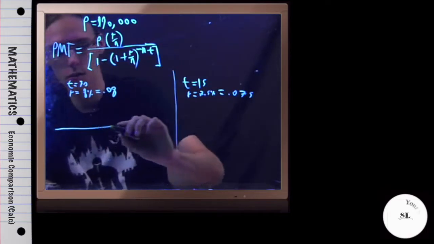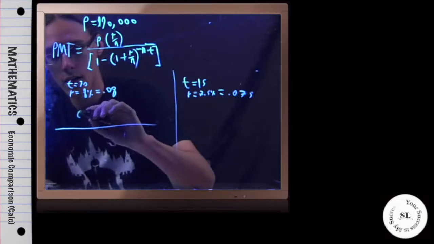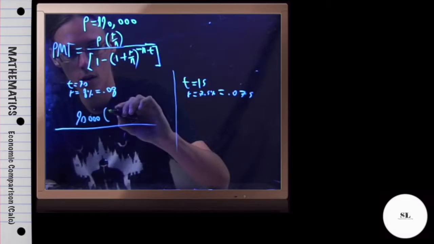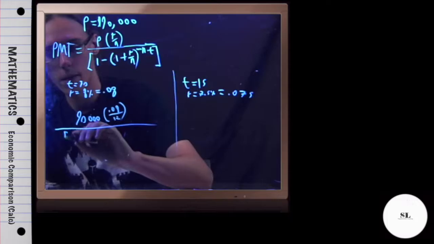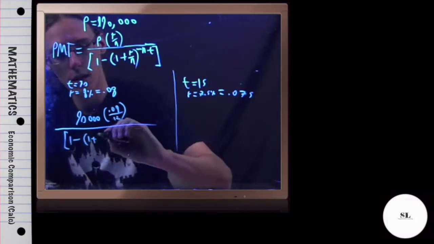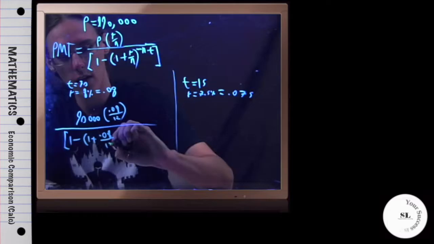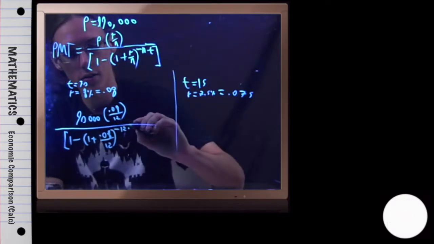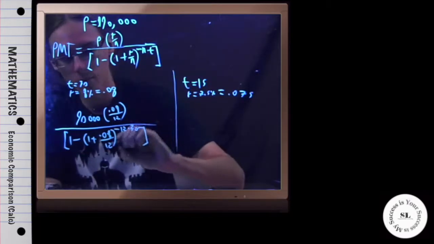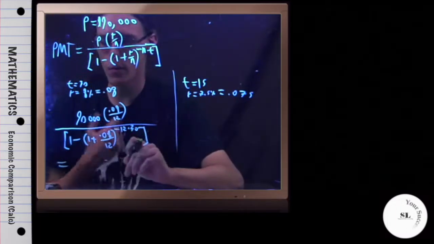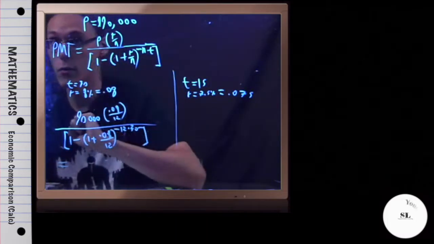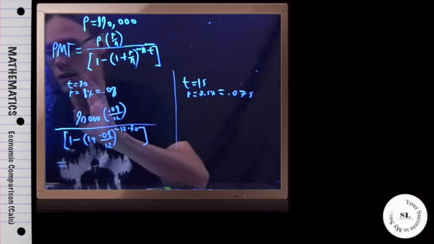So first I'll do the left over here. We have 90,000 times 0.08 over 12, all divided by 1 minus 1 plus 0.08 over 12, raised to the negative 12 times, and it's 30 years that we're paying this back over. Now again, this is going to give us what our monthly payment should be. So let me plug all this in and be very, very careful with parentheses with these. Those can mess everything up.